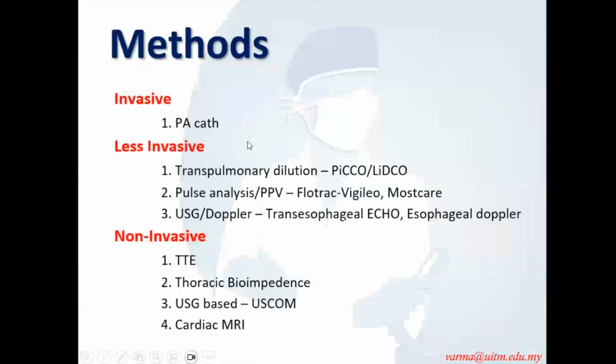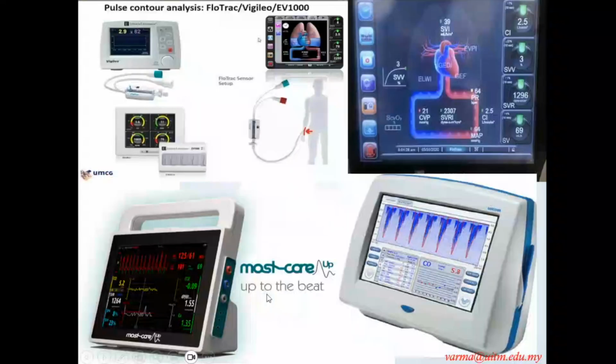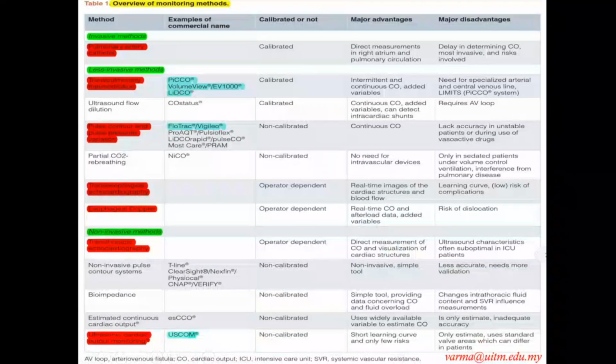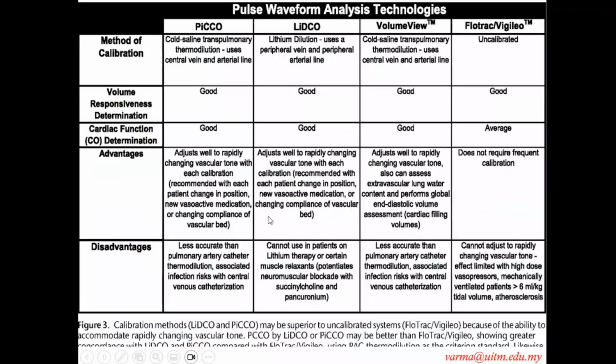FloTrac, this is MostCare, this is USCOM. So this one I will share later. This is just the advantages versus disadvantages of each mechanism. I will share this, this is more into finals now. As you can see, this is again classified based on invasive, less invasive, and non-invasive methods. This also shows again the differences and the good and bad of each system. I will share it later.